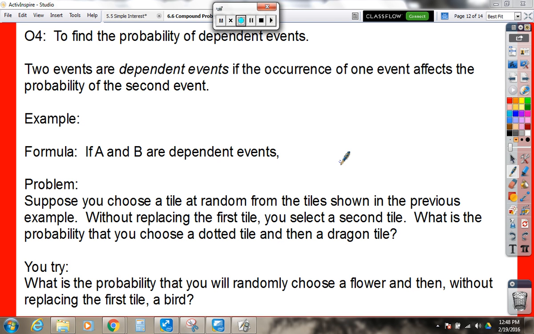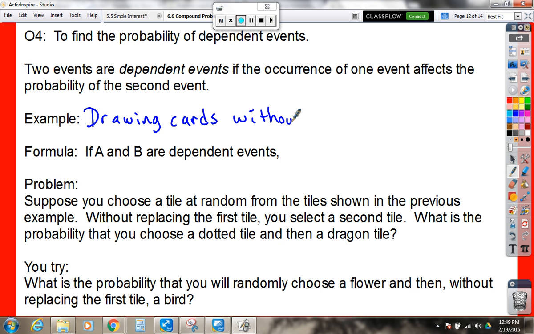Okay, so today we're going to talk about dependent events. And I already gave you the words, you don't have to fill in the blanks here. Two events are dependent events if the occurrence of one event affects the probability of the second event. So an example of this would be drawing cards without replacement. Say you're drawing a card from a deck and you don't put it back. If you don't put it back, then there's not the same number of cards in the deck, so the probability is going to be affected.